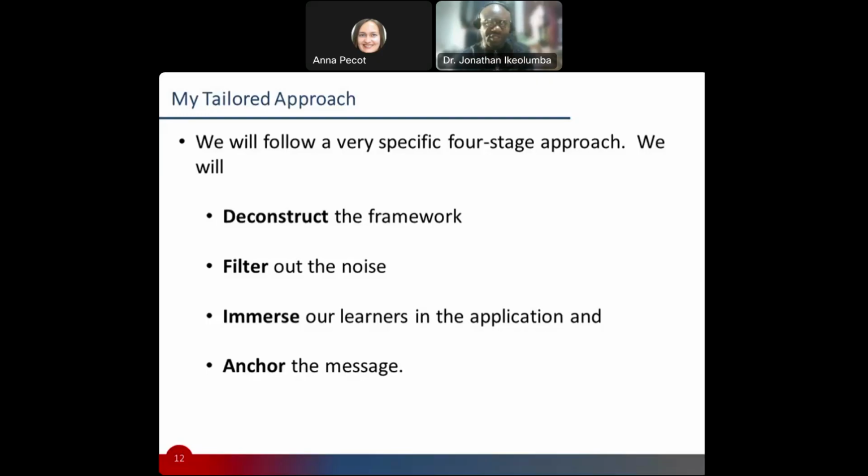And I'll speak to what your slide should always look like when you're delivering on something technical. My theory is that the more you deliver on something technical, the less your slides should contain in terms of technical depth, right? We'll get into that. The next thing is to immerse our learners in the application. If you're going to be delivering a technical training, my argument is that it also has to be very application based. So that's one of such sessions where you get them to do, so there's a lot of doing as you speak. And then the final part is to anchor the message.